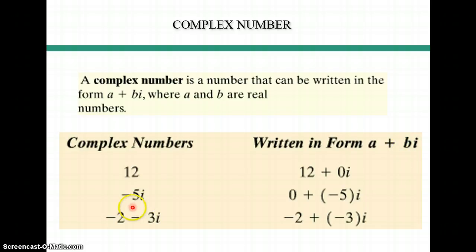Minus 5i is a complex number which can be written in the form of 0 plus minus 5i, which is in the form a plus bi.